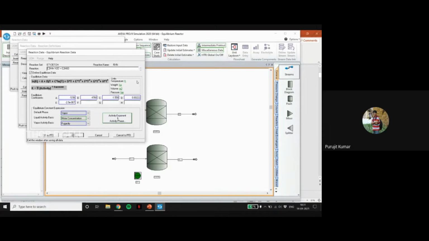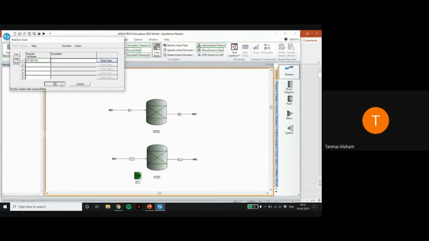What we did was we changed the liquid activity basis default phase to vapor, and we changed the vapor activity basis to fugacity. That was the only thing that we changed, and we gave the data. We didn't give enthalpy and all the other data because it was already defined for the components in the library, so we didn't have to give any of that data.